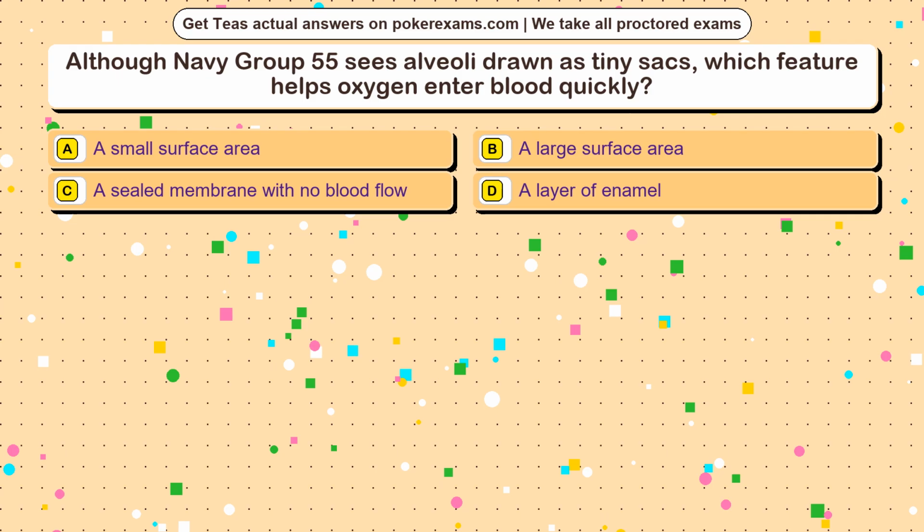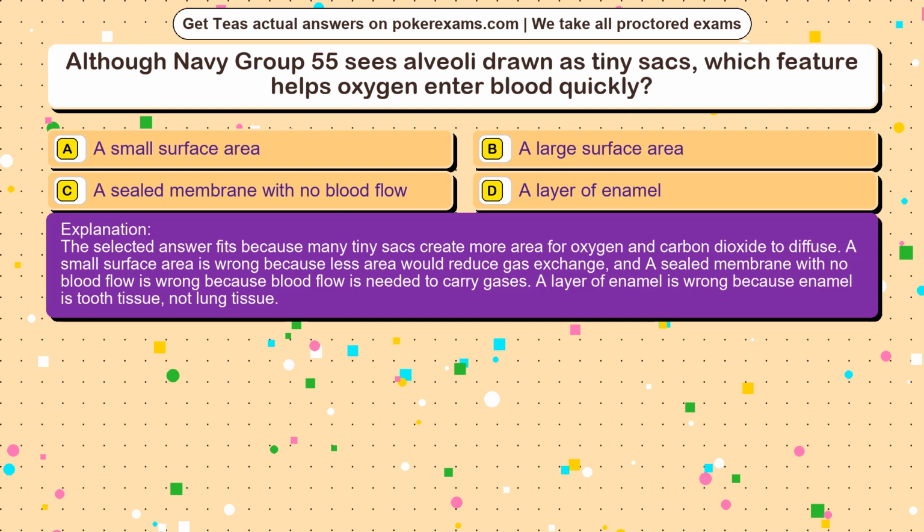The correct answer is option. The selected answer fits because many tiny sacs create more area for oxygen and carbon dioxide to diffuse. A small surface area is wrong because less area would reduce gas exchange, and a sealed membrane with no blood flow is wrong because blood flow is needed to carry gases. A layer of enamel is wrong because enamel is tooth tissue, not lung tissue.